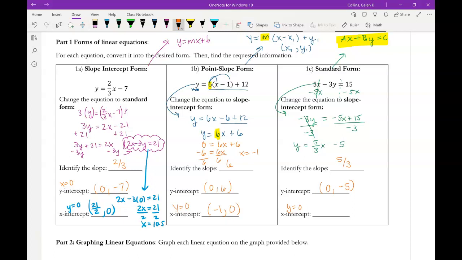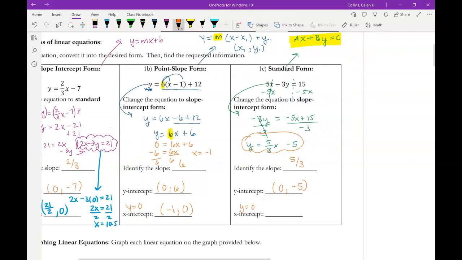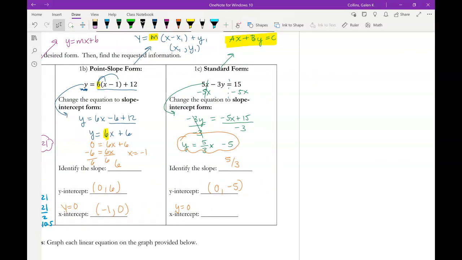I could do that in either form. I could do that in my slope-intercept form or standard form, but I personally think it is easier to do it in standard form, so I'm going to do it that way. So if I substitute 0 for y, I have 5x minus 3 times 0 equals 15. So if 5x equals 15, I could divide both sides by 5. X is 3. So (3, 0).